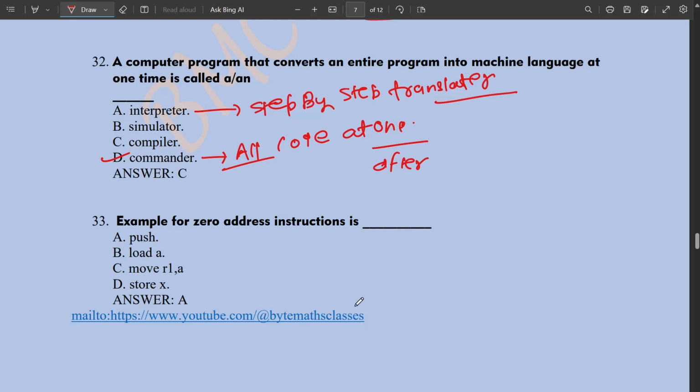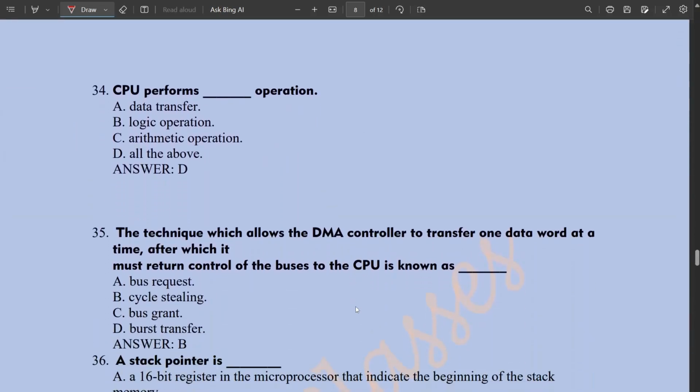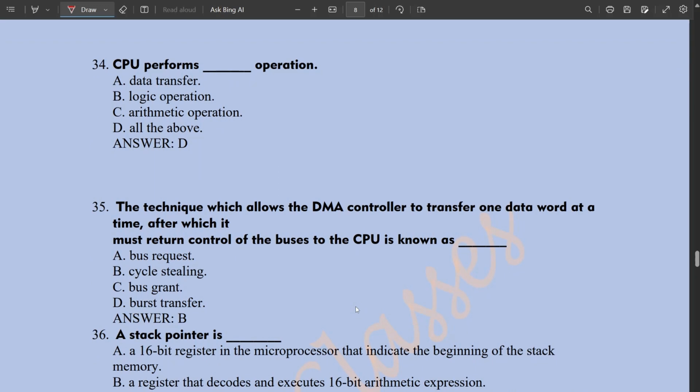Next, example for zero address instruction. Zero address instruction. So option number A is correct. Next, CPU performs operations. Which type of operation? Data transfer, logic operation, and arithmetic operation. These three types of operation are performed by a CPU.